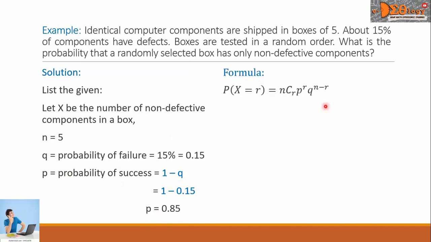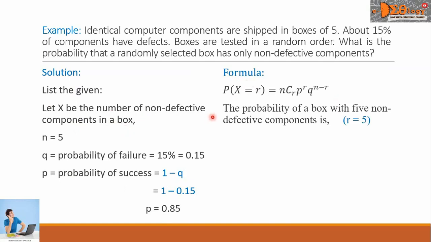The formula is here. Again, we say that X is the number of non-defective components in a box. So, the probability of a box with 5 non-defective components, it means R equals 5.